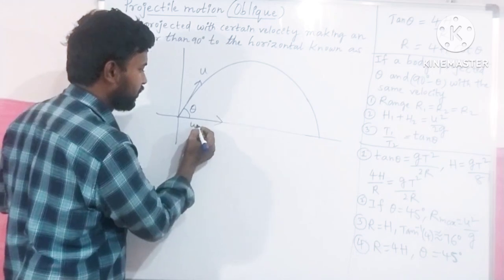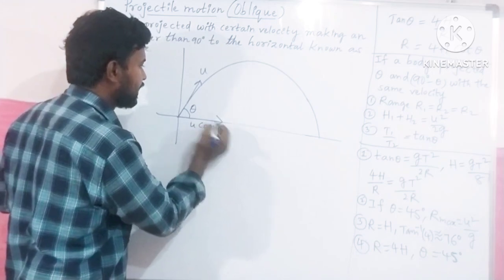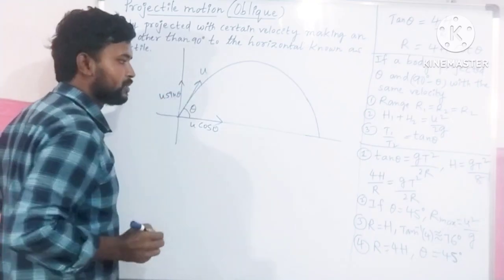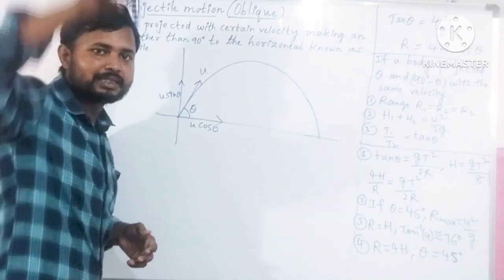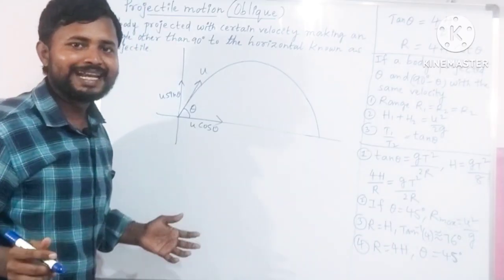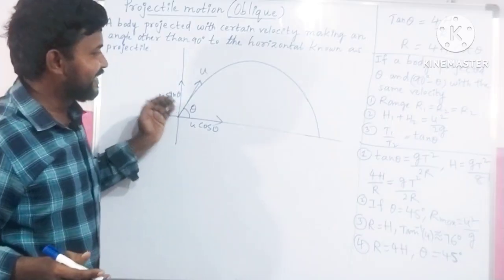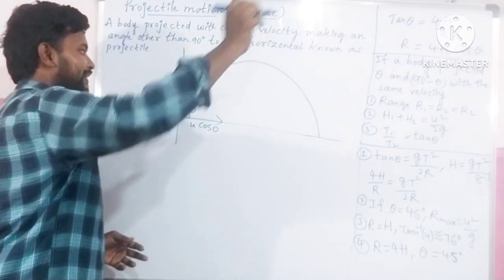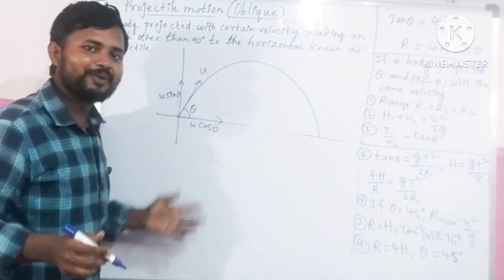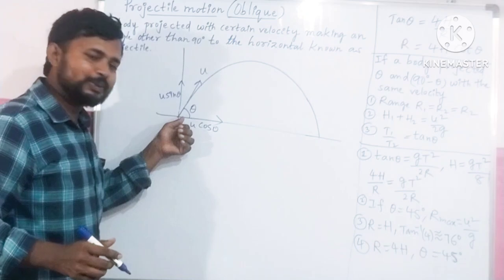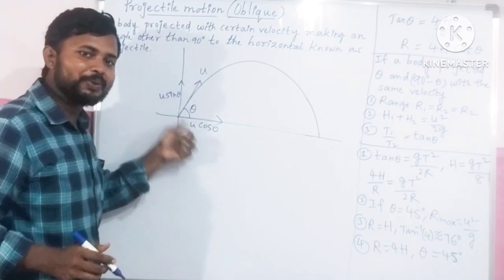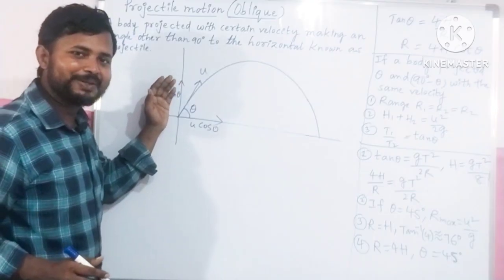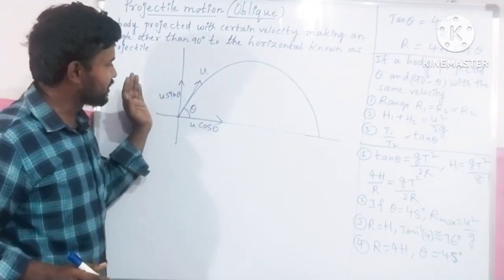The horizontal velocity is ux equal to u cos theta. Next, the vertical component in this direction is u sin theta. For example, for a body projected vertically downwards, we take only one coordinate. But in this case, the body is projected in a two-dimensional plane, so the velocity vector is resolved into two components: u cos theta and u sin theta.